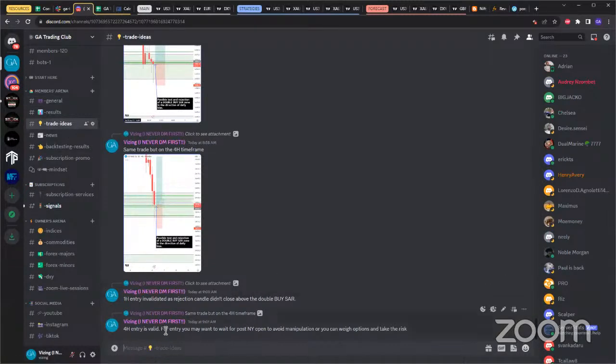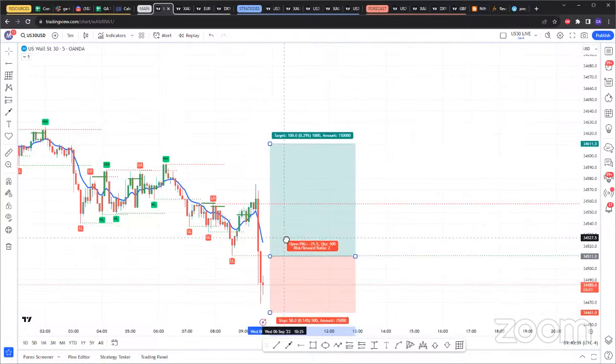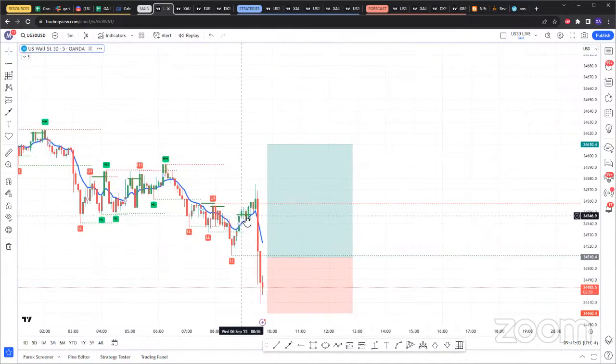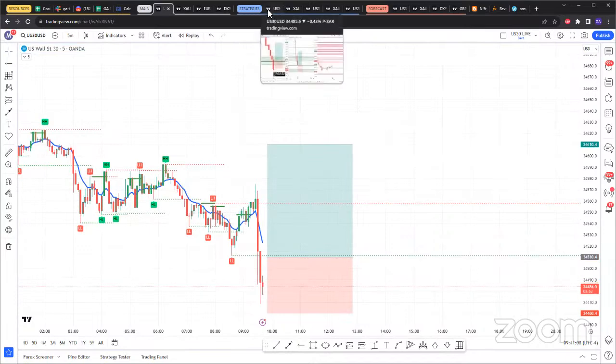But then I said for entry, you may want to wait post New York to avoid manipulation, or you can just take the risk. So right here, instead of entering it before New York, because the entry came about 20 or 30 minutes before New York open, you could have been waiting now and wait for a 5-minute live SAR and wait for 2 candle closures above it. So I'm still waiting for that particular trade to show up. We need this 5-minute live SAR to show up because the trade is already validated.